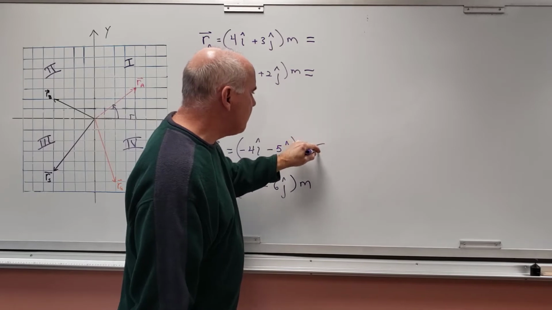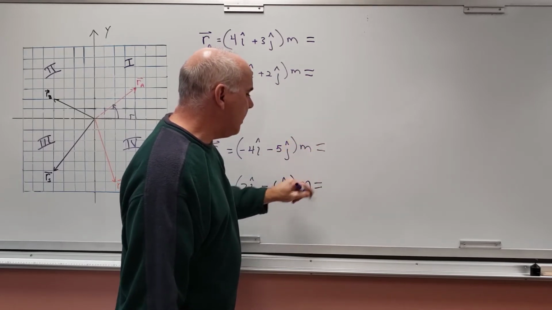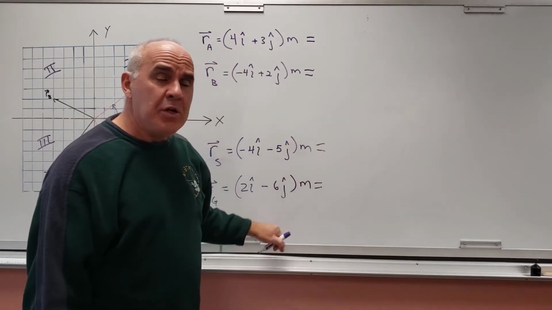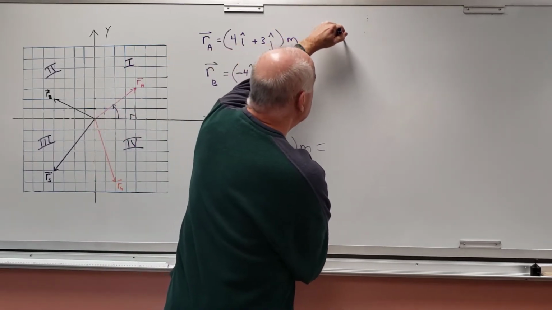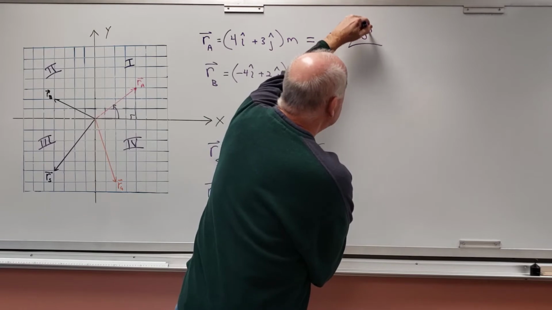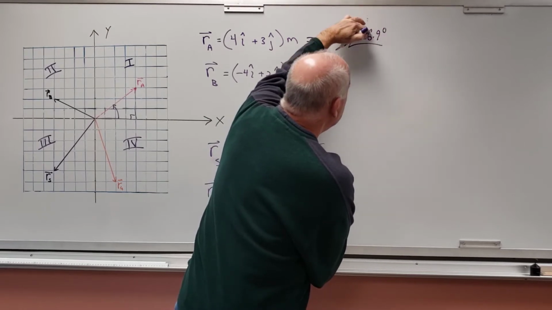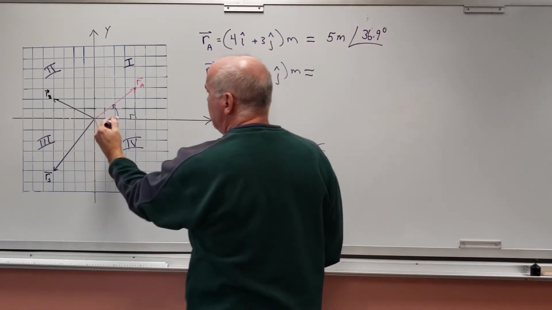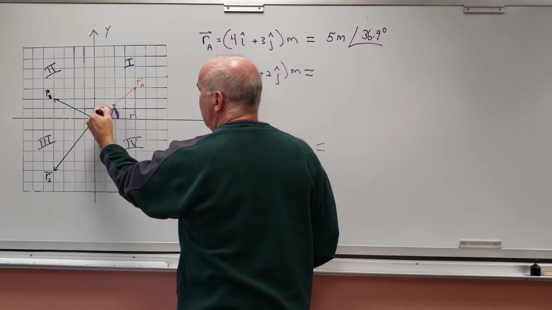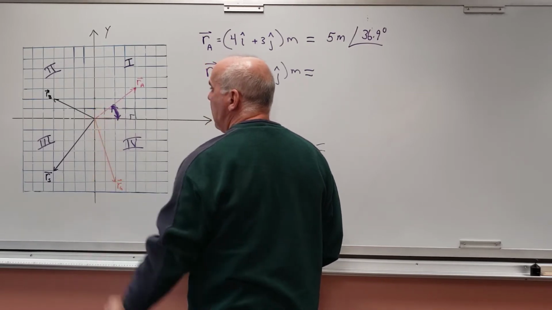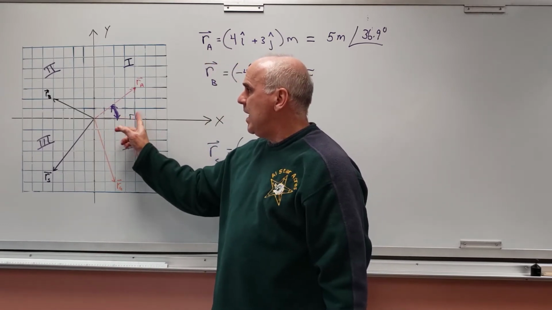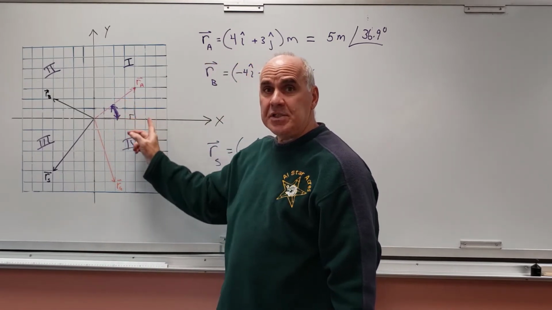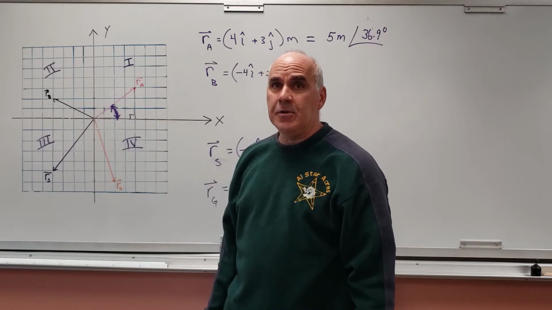And I think that's worth doing because we'll be talking about these angles in more detail later. We already did Adam, and we said that he was 5 meters with an angle of 36.9 degrees. Right? So this angle in here is 36.9 degrees. That's the angle with respect to the positive x-axis, and it's in the counterclockwise direction, so that's a positive angle.